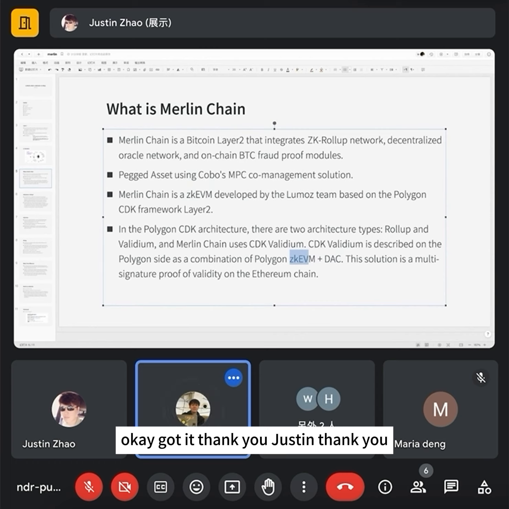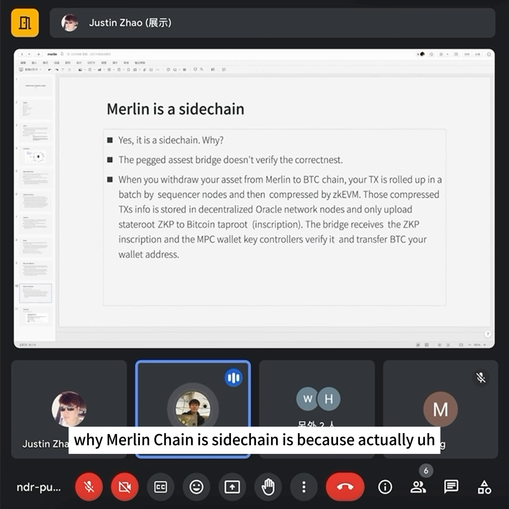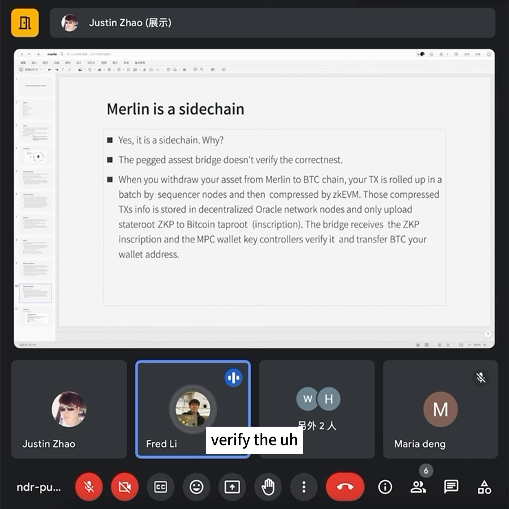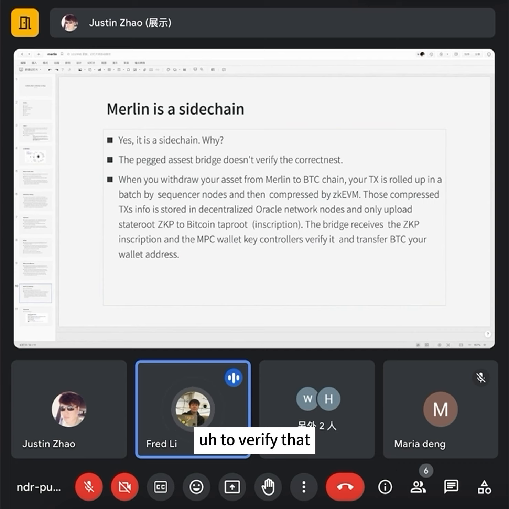Okay, got it. Thank you, Justin. Thank you. And I have another question. It's on the 10th page, maybe. It mentioned that Merlin is a sidechain because the bridge smart contract does not verify the information. They just receive it and they use the MPC wallet to verify that. So it's not a rollup, right? This is the key point.